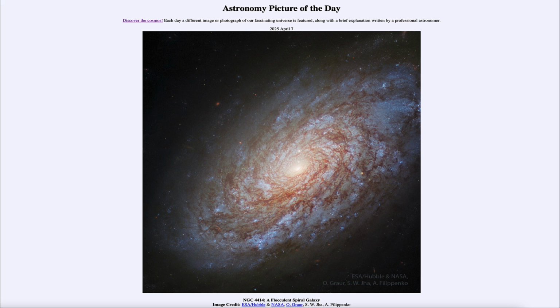So that was our picture of the day for April 7th of 2025. It was titled NGC 4414, a flocculent spiral galaxy.